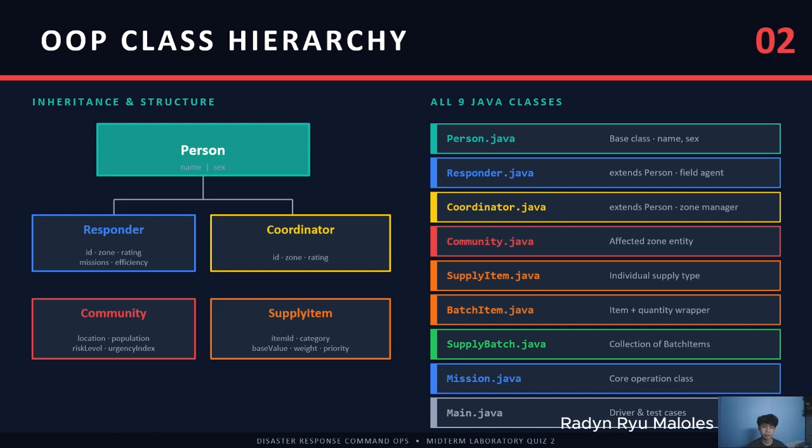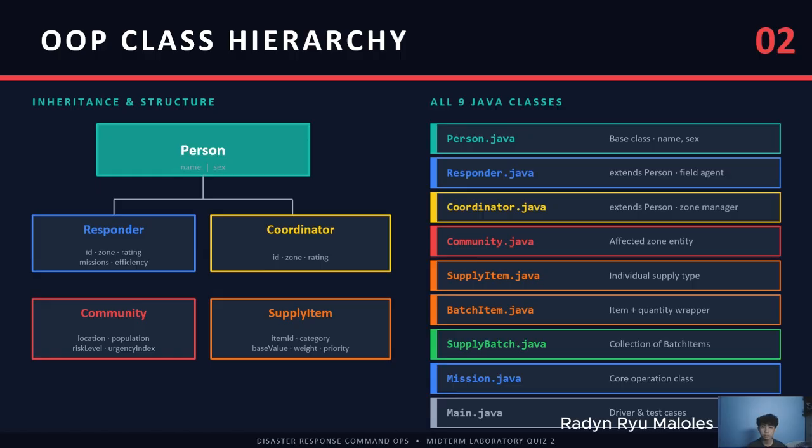rescue operations. Moving on to the structural design, we have heavily utilized object-oriented programming principles, specifically inheritance, to keep our code organized and reusable. At the foundation of our personnel data is the Person class, which holds generic attributes like name and sex. Branching off from this, both Responder and Coordinator inherit from the Person class.